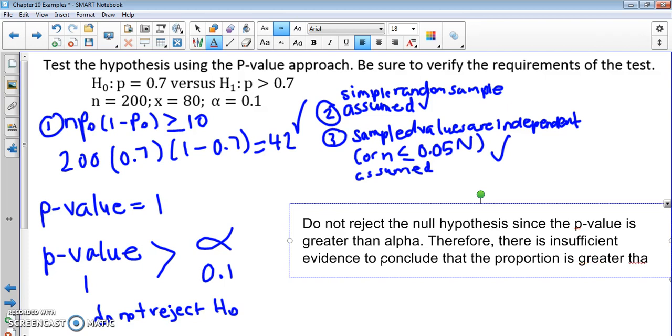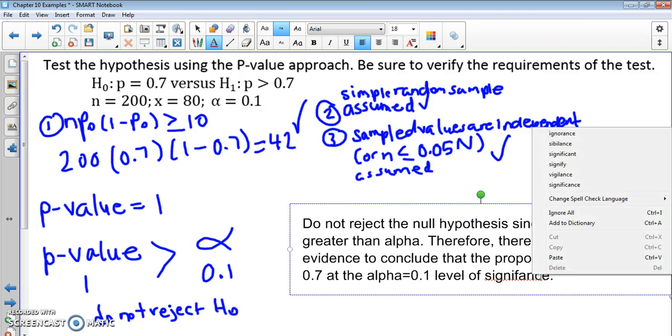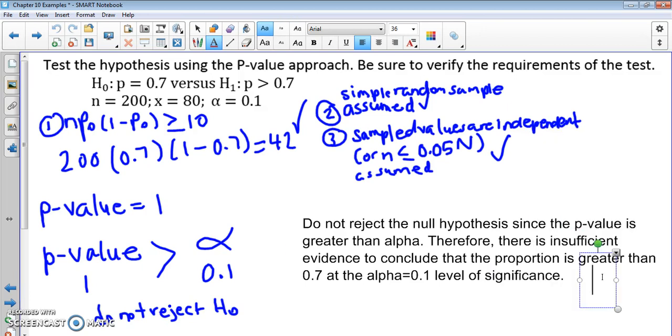is greater than 0.7 at the alpha equals 0.1 level of significance. So we put that level of significance in there because it may change if we were to look at a different level of significance. So remember, when the p-value is low, the null must go. So that's the way I remember that when the p-value is less than alpha, we reject the null hypothesis.